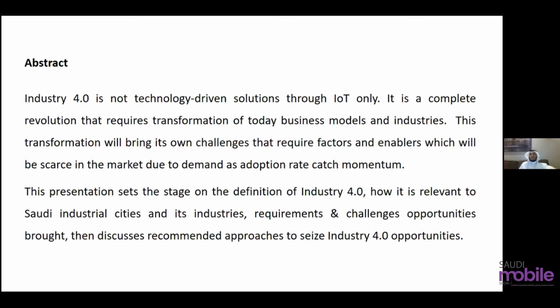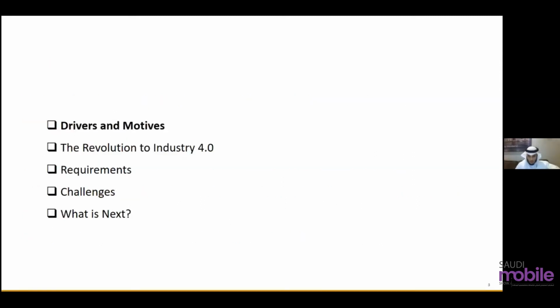So this presentation sets the stage on the definitions of Industry 4, how it is relevant to the Saudi industrial cities and its industries, and then we will move to the requirements, challenges and opportunities brought. Then at the end, we will conclude with some recommended approaches to seize the Industry 4 opportunities.